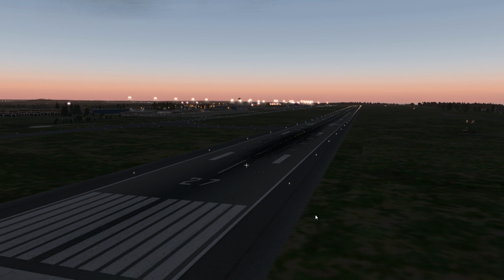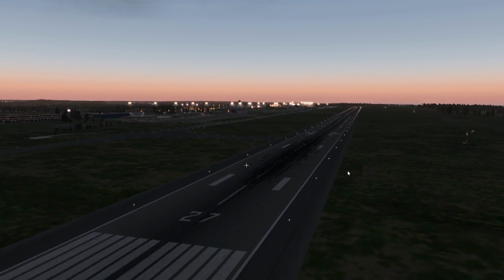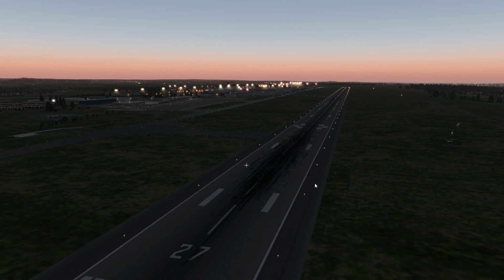Now what we're going to do is move over to a Cat 2, Cat 3 runway. Actually, let's have a look at maybe a simple runway if I can find one, and then we'll move over to a Cat 2, Cat 3 runway. So make sure you stick around for the next few moments.